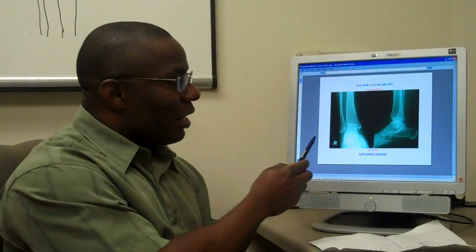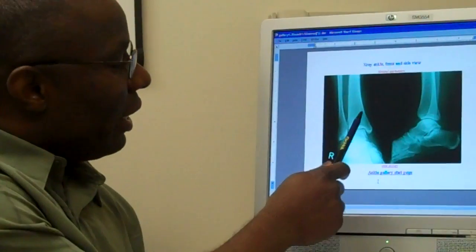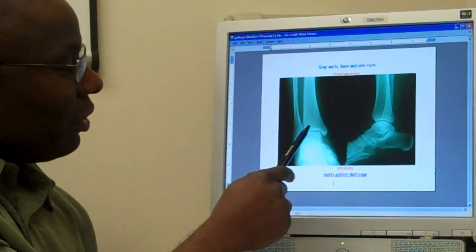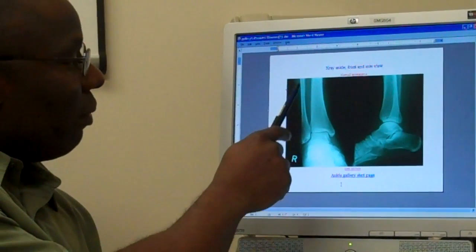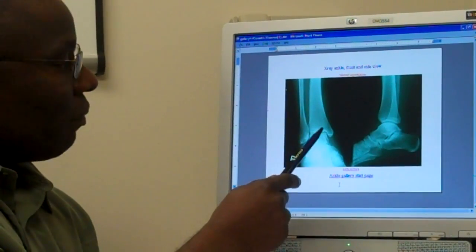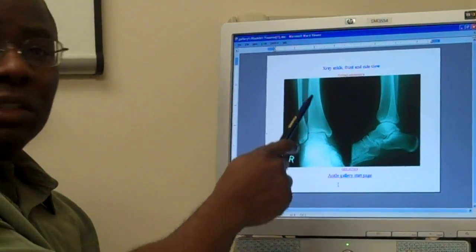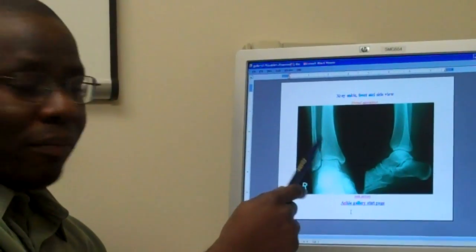Today I will be discussing shin splints. Here are x-rays showing the anatomy of your shin. This big bone here is called the tibia, while this bone here is called the fibula. When we talk about shin splints, we are focusing on this bone here called the tibia.